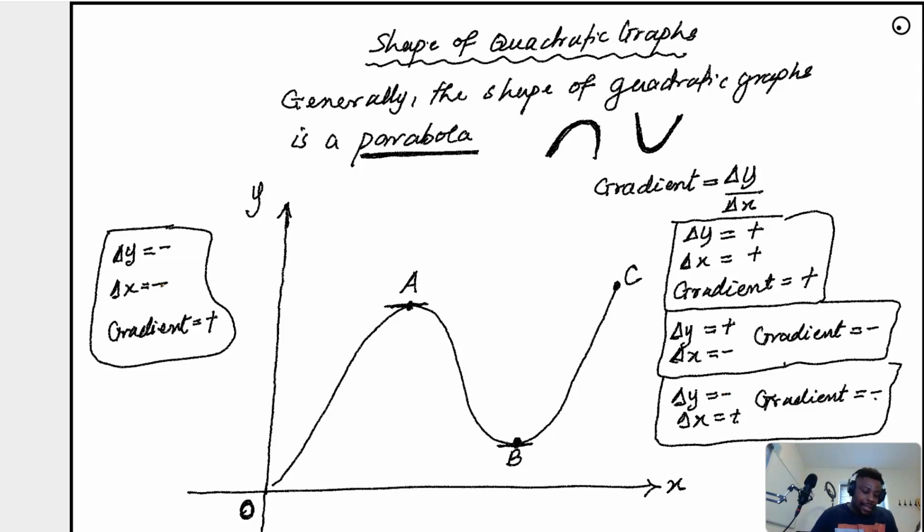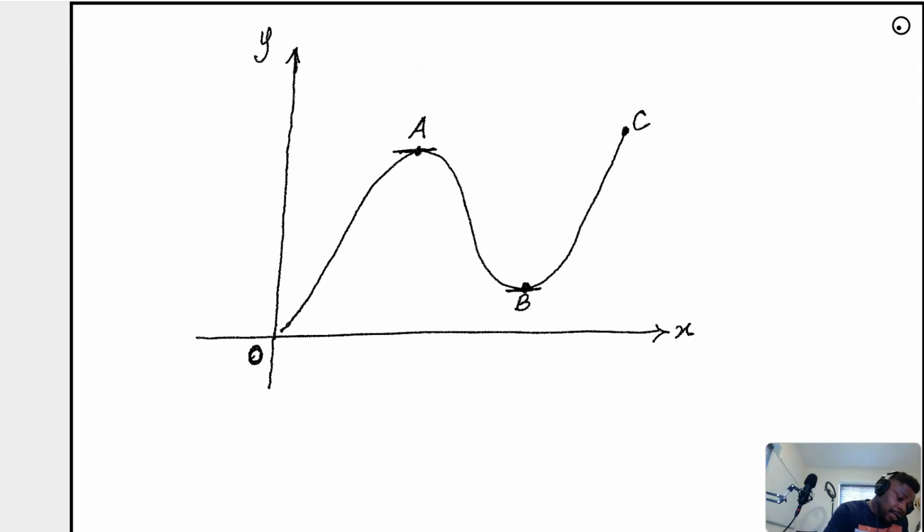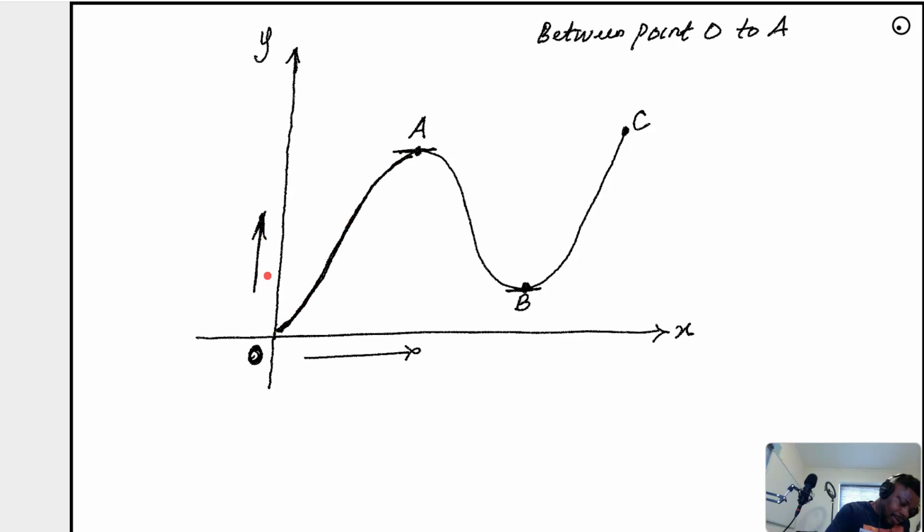So why do we need this? I will explain now. The reason why we need this is that between point 0 to A, which is here, you can see that y increases this way and x also increases this way. So as I'm going up from 0 to A, y is increasing. You can see y is increasing because this is an increment.